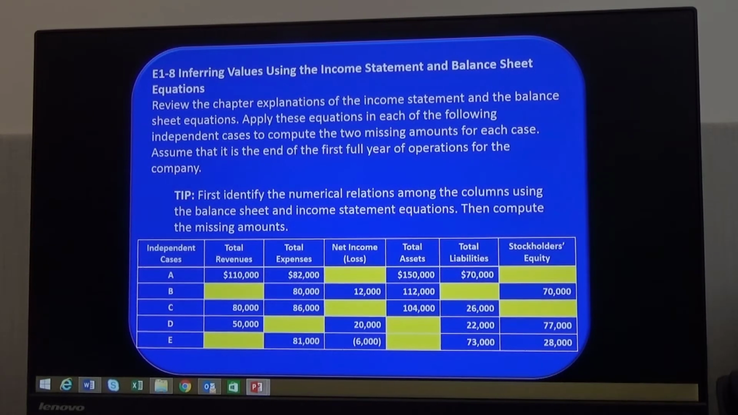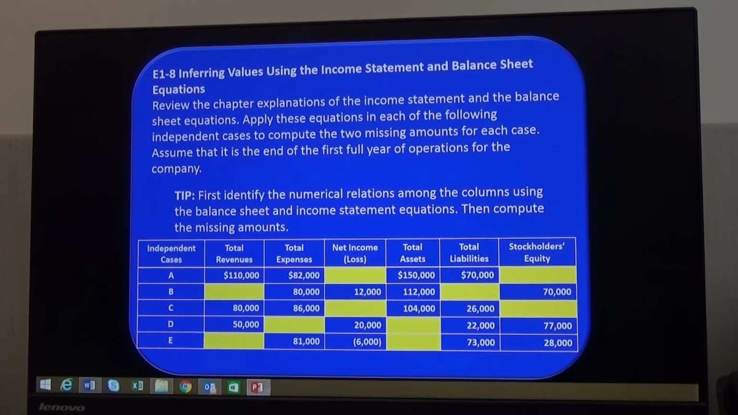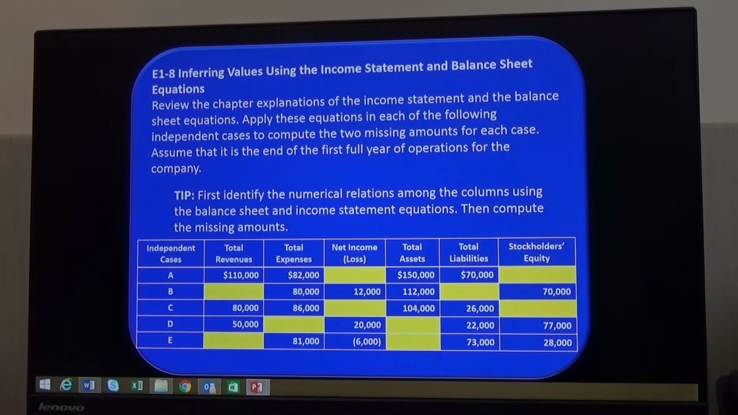And then we're supposed to use the relationships that we understand among these items to try to fill in the missing values. Well, for independent case A, independent means that A's numbers have nothing to do with B's numbers, have nothing to do with C's numbers, and so on. Each case is independent of the other. So for the first case, A, we're going to first take the total revenues and subtract the total expenses, and that will give us the net income number.